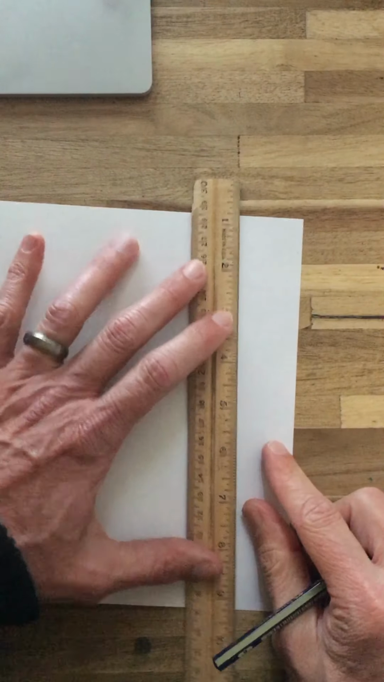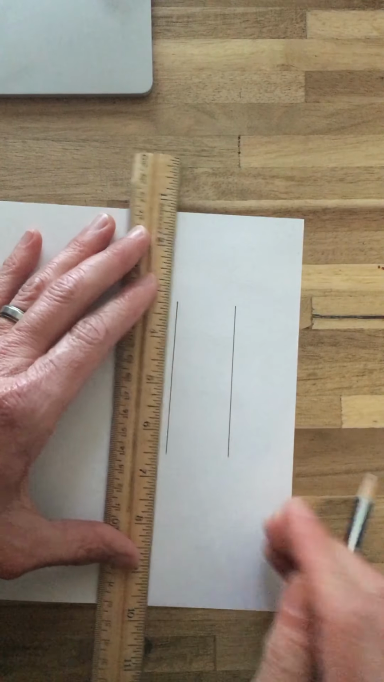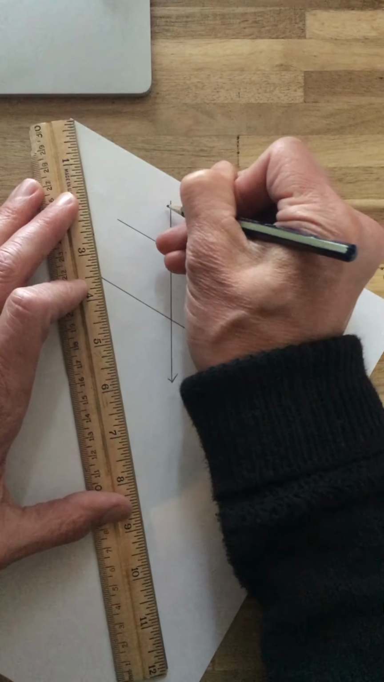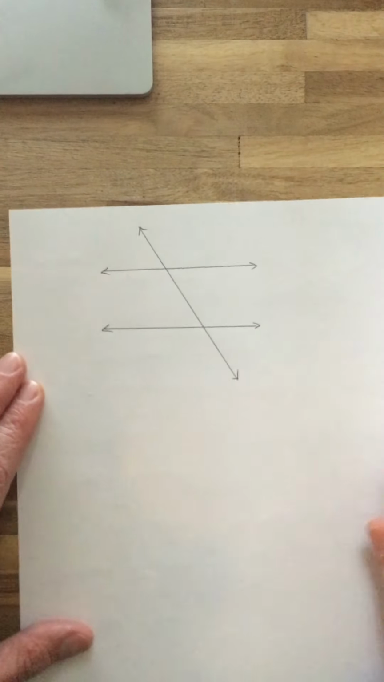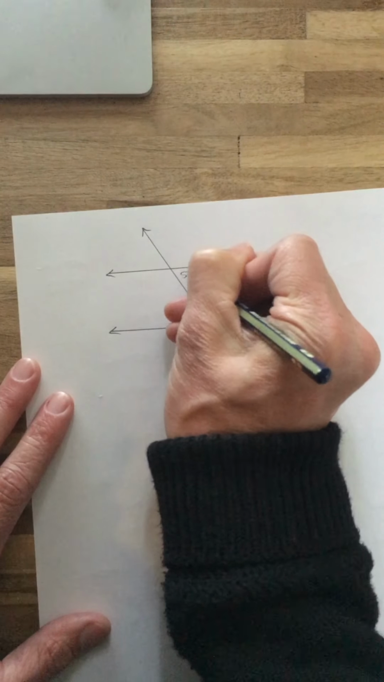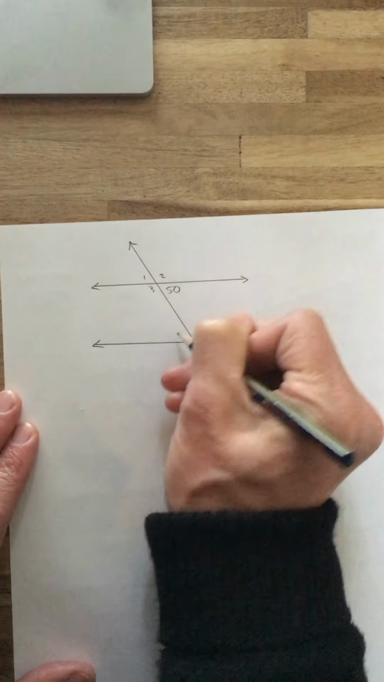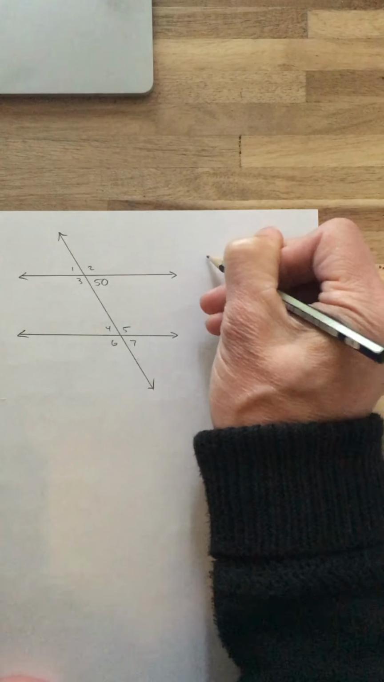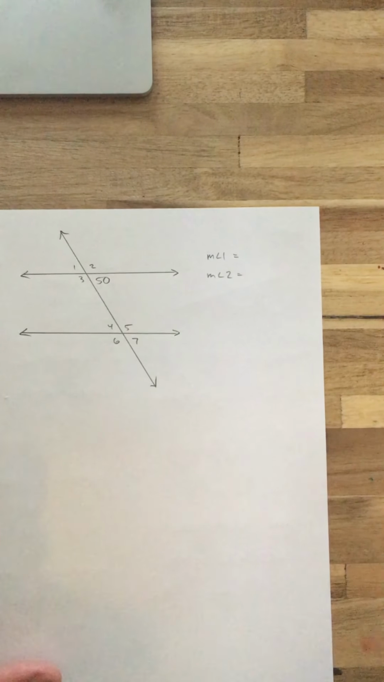All right? Let me just give you a couple parallel lines here. All right, and I'll cut it with a transversal. All right, and here's what you need to know. This angle right here is going to be, I'm just going to say 50. Okay, that angle right there is 50. I want you to find 1, 2, 3, 4, 5, 6, and 7. Okay, I want you to find those guys. So the measure of angle 1 equals, the measure of angle 2 equals, and so on. Okay, all right, we'll see you in a sec.